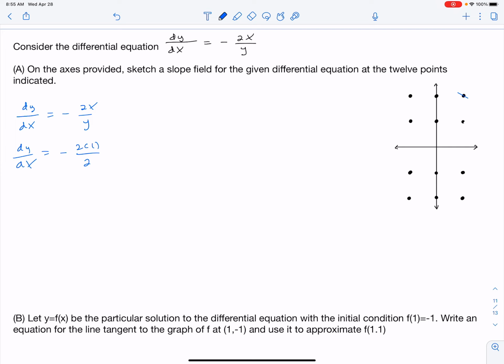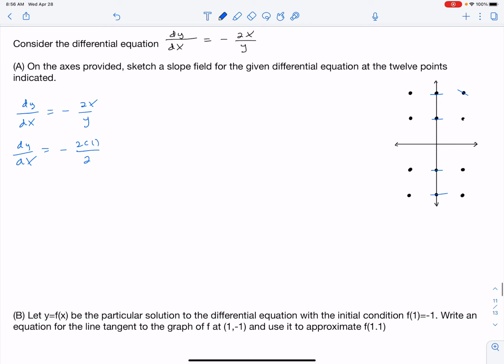First off, I'm going to notice that whenever x is 0, the whole thing is 0. So let's throw those in: 0, 0, 0, 0. Then let's see, I'm going to start plugging in a couple numbers here. I'm going to plug in the point (1, 1). I think you'd agree that'd be 2 divided by 1, which is 2. So this is -2. So it looks like this.